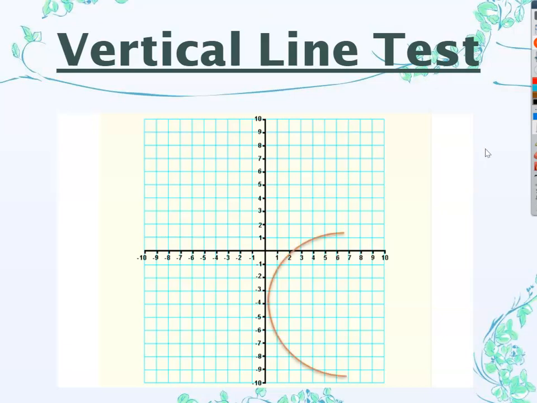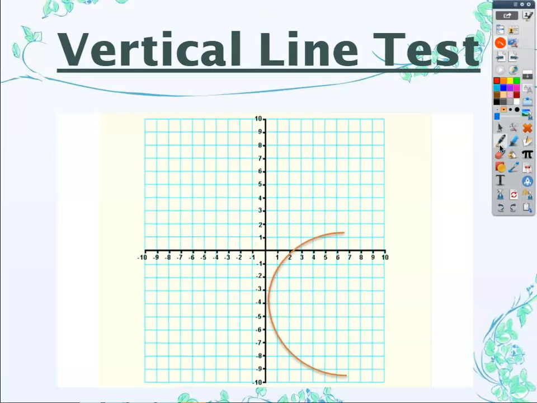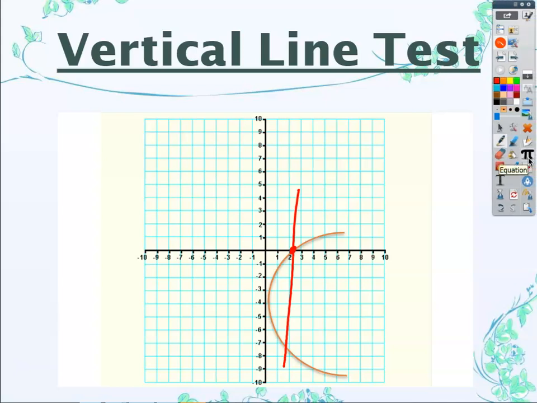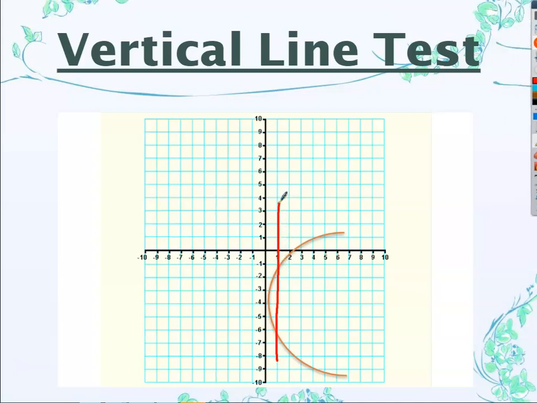Let's try another one. Here's a semicircle. Let's check if that passes the vertical line test. If I draw a vertical line, let's try it right here. That's not a perfectly vertical line, so let me try that again. If I draw a vertical line, it passes through 2 points: once there and twice there. That does not pass the vertical line test, so this is not a function.